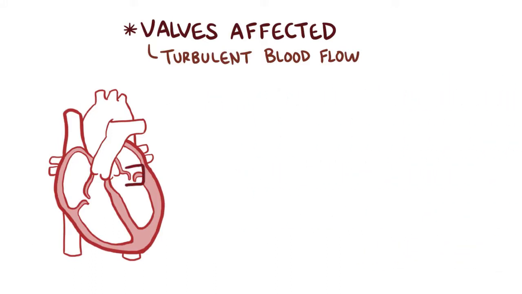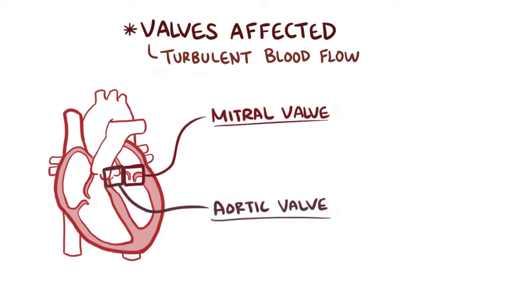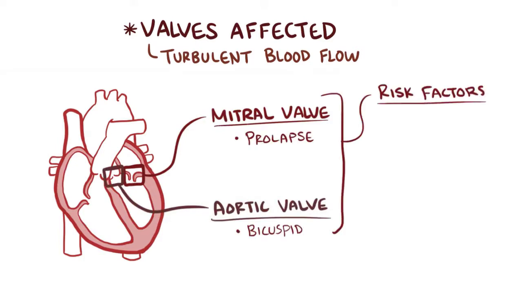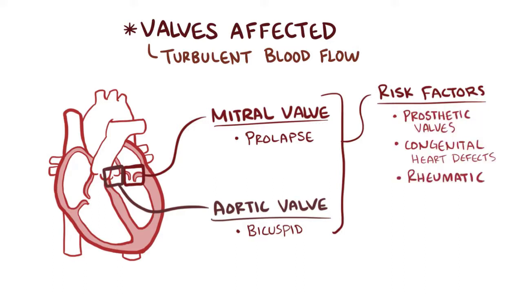Most often the valves on the left side are affected, the mitral valve and the aortic valve, sometimes due to predisposing conditions like mitral valve prolapse and bicuspid aortic valves. Risk factors for developing endocarditis include having prosthetic valves, having a congenital cardiac defect, having damage to the valves from rheumatic heart disease, and finally intravenous drug use can put valves at risk.